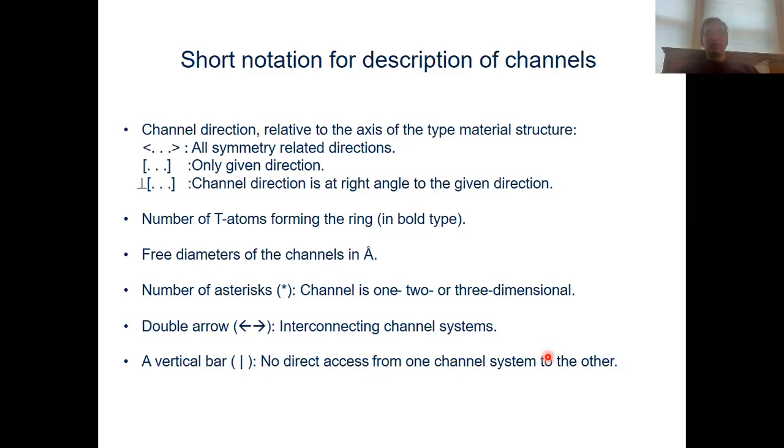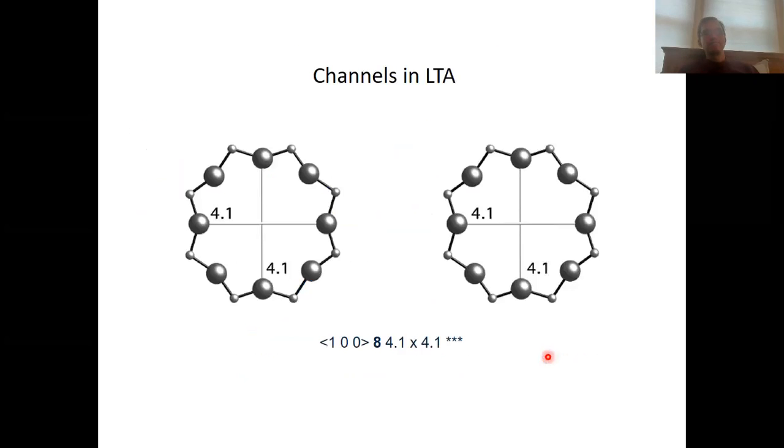Okay, so now let's apply these rules to a number of cases in order to get a little bit more life into that. So here, for instance, you see the channels in the LTA structure. So the channel system is denoted as 1, 0, 0, 8, 4.1 times 4.1. And you see 3 asterisks here. And in the atlas of zeolites, you would also see the channels depicted here together with the channel diameters.